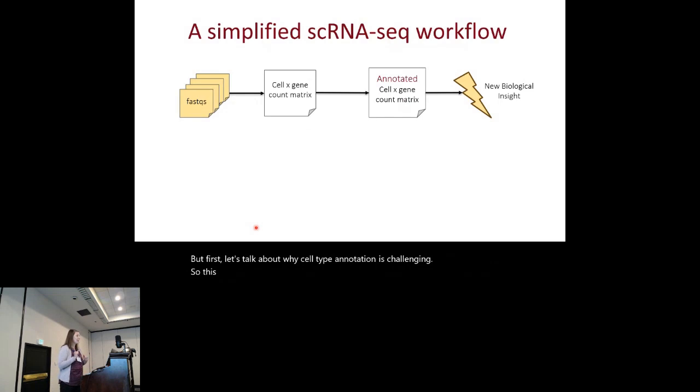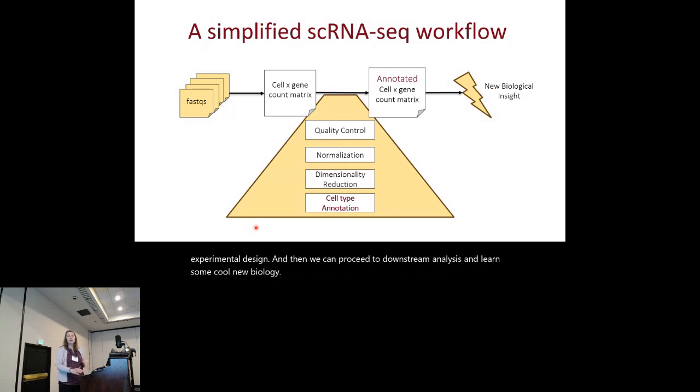This is a very simplified single-cell RNA-seq workflow. We start with FASTQs and want to generate a cell-by-gene count matrix. Then this cell-by-gene count matrix needs to be processed and annotated with cell groups related to the experimental design, and then we can proceed to downstream analysis and learn some cool new biology. This part of the process where we create the annotated cell-by-gene matrix is actually quite complex, as you've heard in a lot of the other talks, and requires multiple steps: quality control, normalization, dimensionality reduction. The piece I'm going to focus on today is cell type annotation.